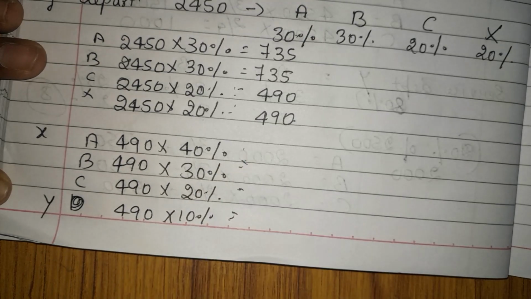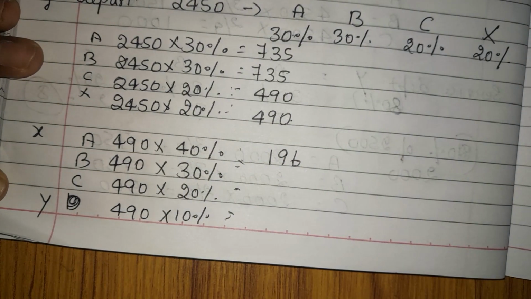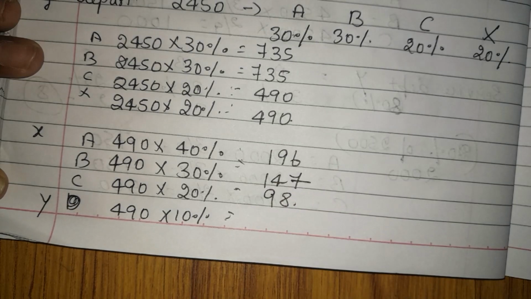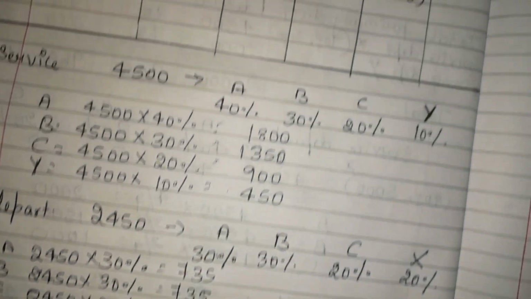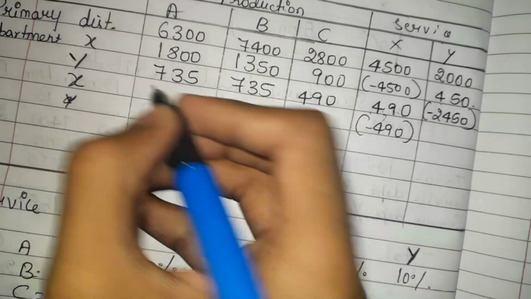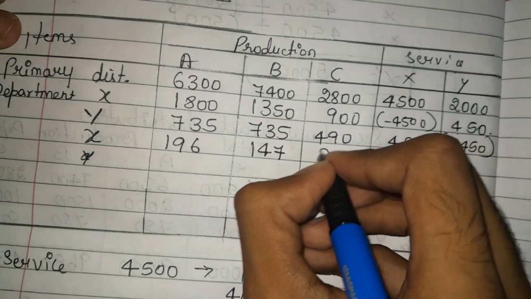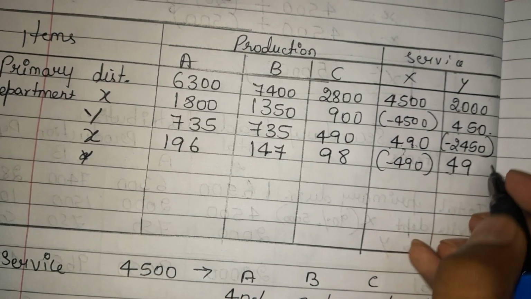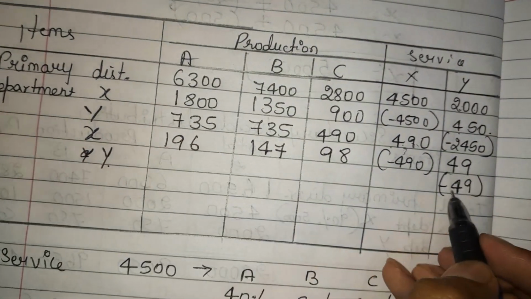So if you do 490 into 40%, it is 196. Next 490 into 30%, it is 147. Next 490 into 20% is 98. Next 490 into 10% will be 49 rupees. This we need to add now. So again here we need to add 196, 147, 98 and 49 rupees. Again if you observe, cost came as 49 rupees in Y department, so that Y department cost we need to reduce. So Y department 49 rupees, again we have to minus.